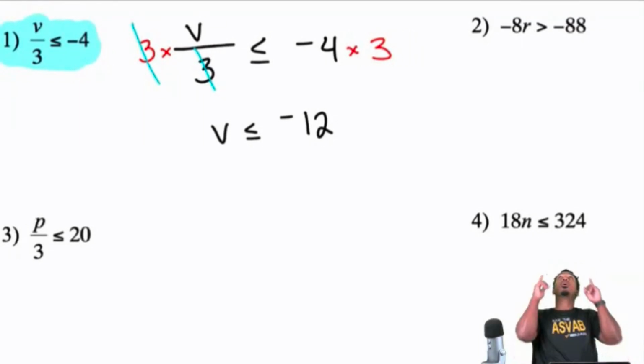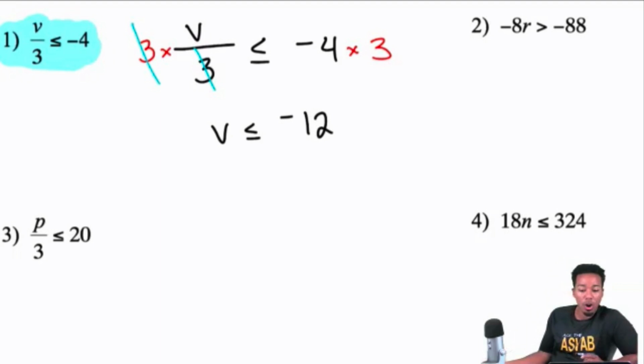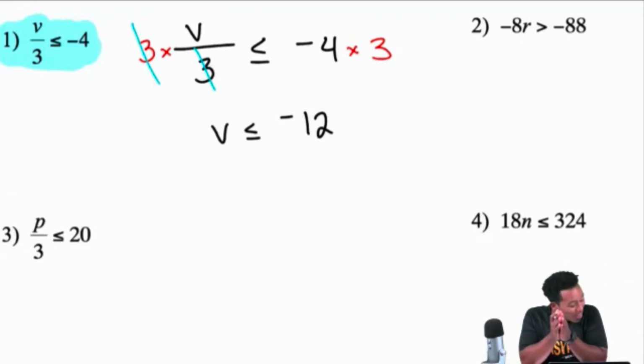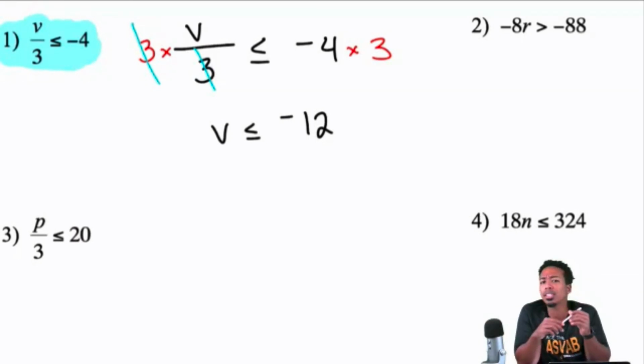So number 2, all the way up there, we have -8r is greater than -88. Okay, Karina, it's all practice. Again, it's all practice. I got you. So negative 8r is greater than negative 88. Everybody, what operation is currently happening between the negative 8 and the r?